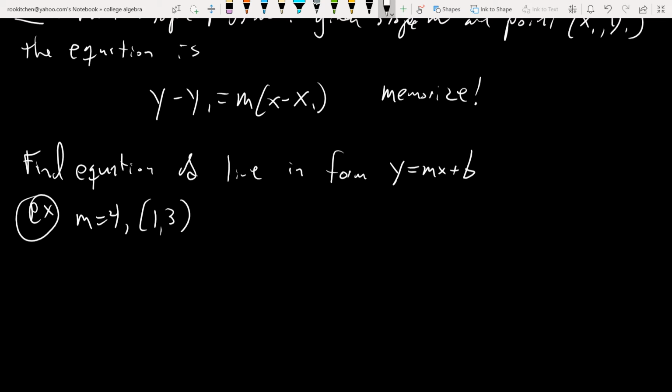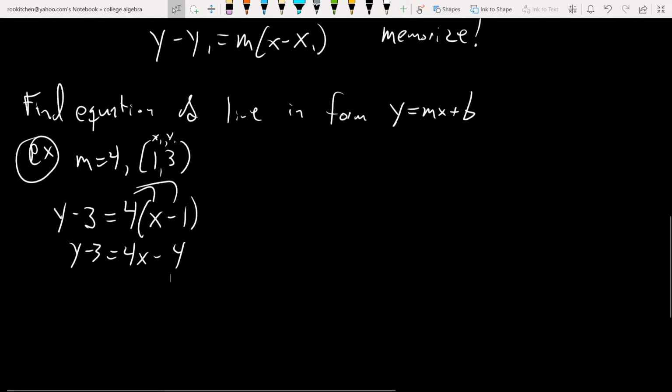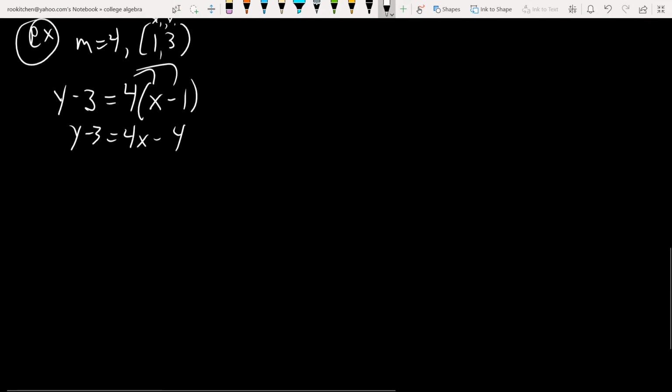Okay, so this is x1, this is y1. And all we're doing is basically dumping this information into the point-slope form. So I'll have y minus y1, which is 3, equals m, which is 4, times x minus x1, which is 1. So I've got y minus 3 is, distribute the 4, so you get 4x minus 4. Okay. And then I'm going to add 3 to both sides, and I get it in that y equals mx plus b form. So y equals 4x minus 1.